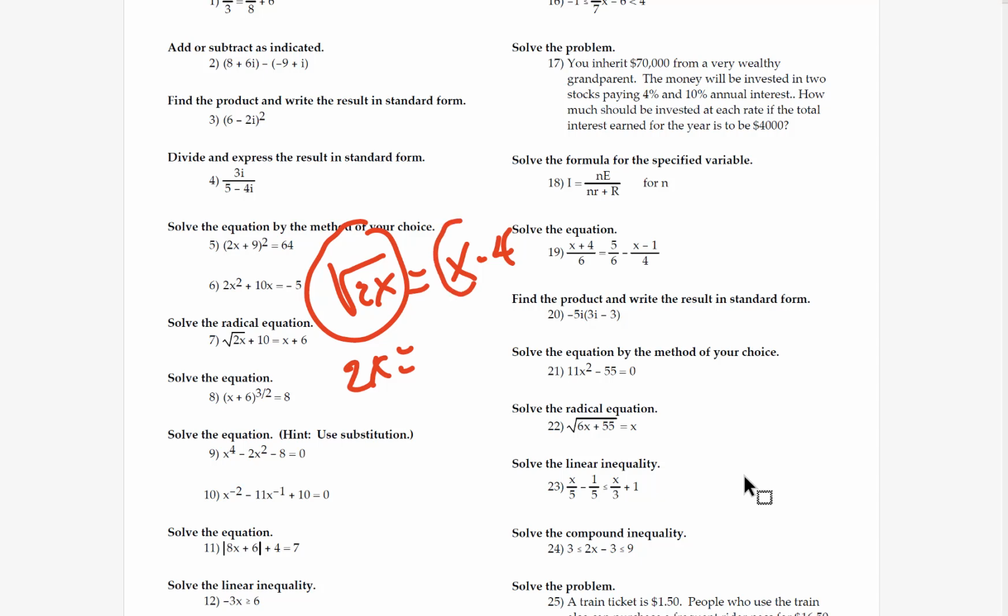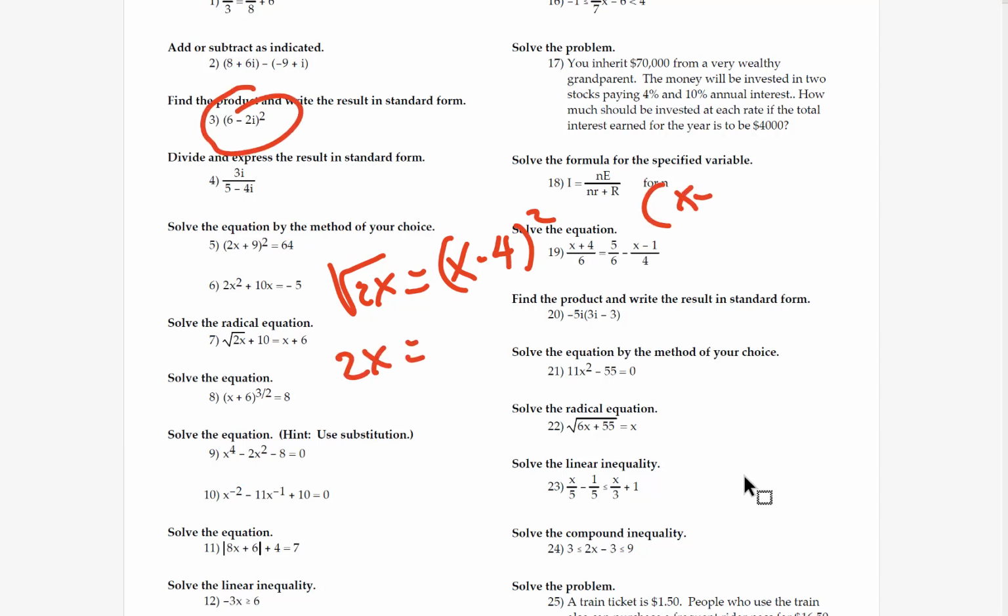Some students will tell me this becomes x squared and this becomes 4 squared. That's not correct. So that's not what you would do. So after you get the square root by itself, you need to square this side also. And when you square that right side, you do what I said over here. You're multiplying x minus 4 times x minus 4 to figure out what goes on that side.